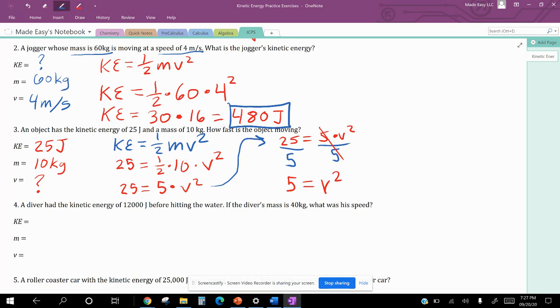Now, here's something that you need to know. All right. Some people are nervous because they don't know what to do with a v squared. How do you get rid of a square? Well, you get rid of a square by taking a square root. Okay. And I'm going to just give you a little lesson over here in this square right here.